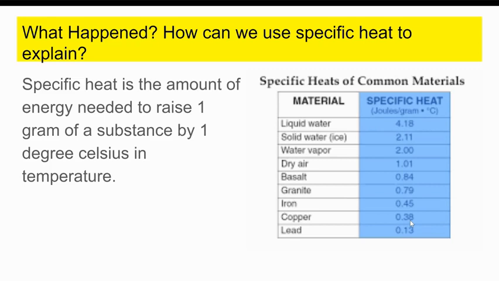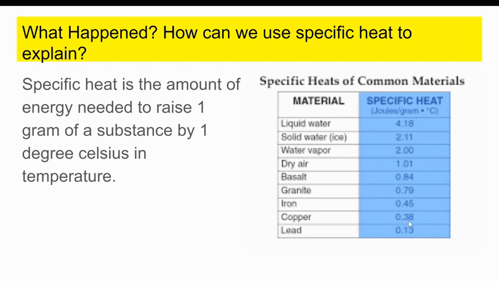Notice that copper's specific heat is much, much lower than water's. Water has a specific heat that's 10 times greater. 4.18 joules of energy is required for 1 gram of water to increase by 1 degree Celsius in temperature. So that's the important thing. Copper has a low specific heat.